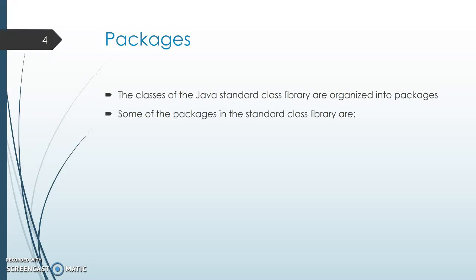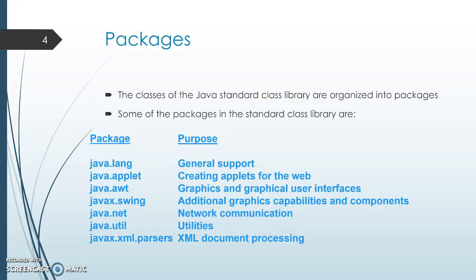Packages. The classes of the Java Standard Class Library are organized into packages. Some of the packages in the Standard Class Library are java.lang, which is general support, java.applet, which is used for creating applets for the web, java.awt, which is graphics and graphical user interfaces, javax.swing, which is additional graphic capabilities and components, java.net, which is network communication, java.util, which is the utilities, and javax.xml.parsers, which is XML document processing.